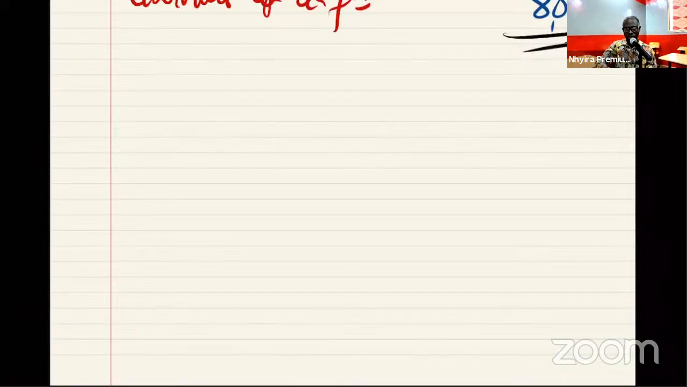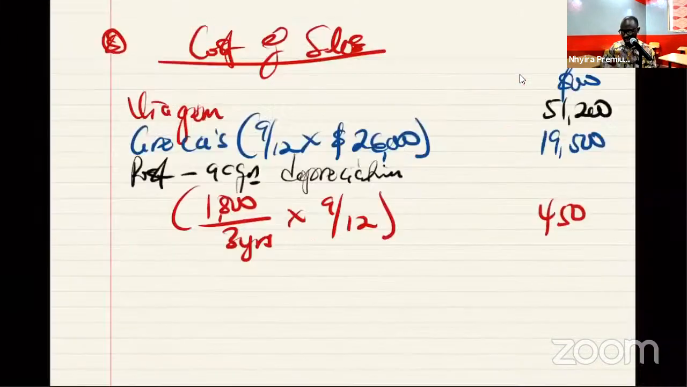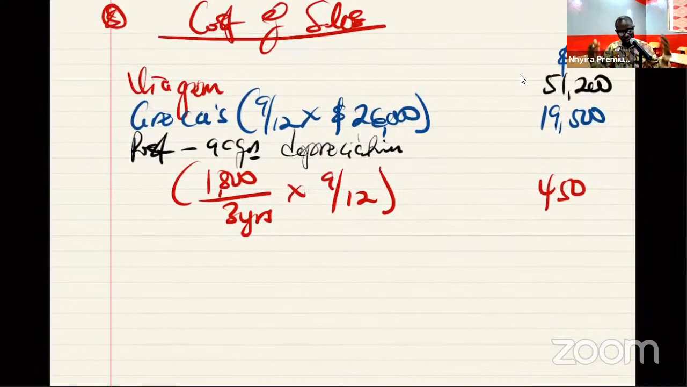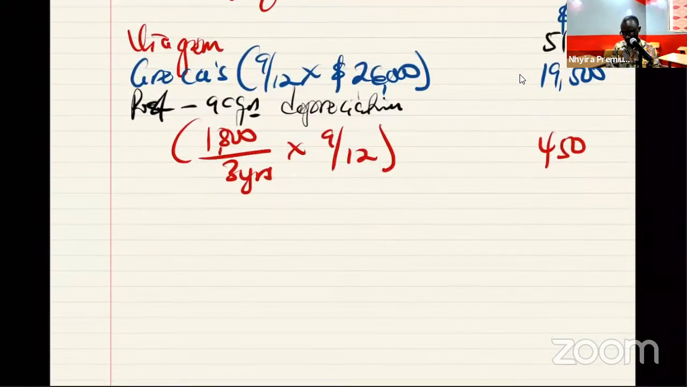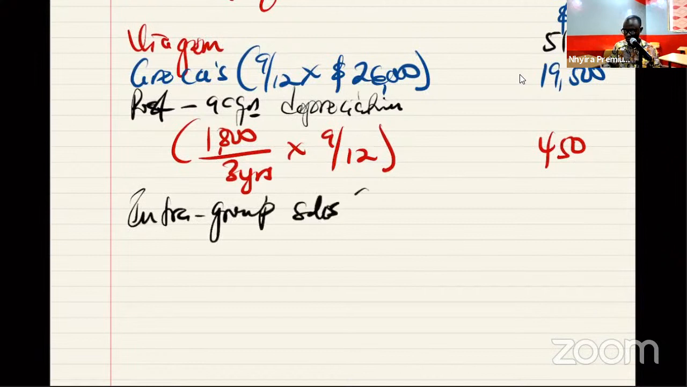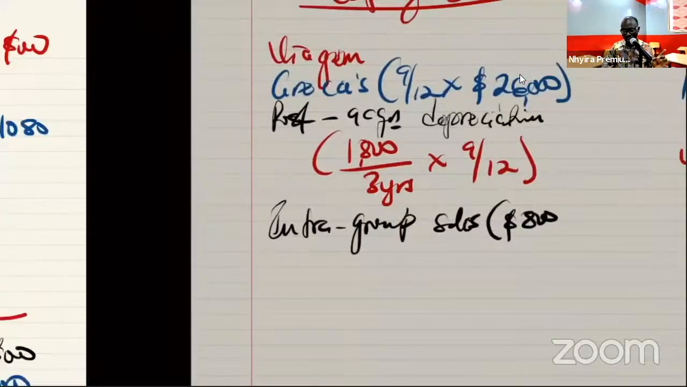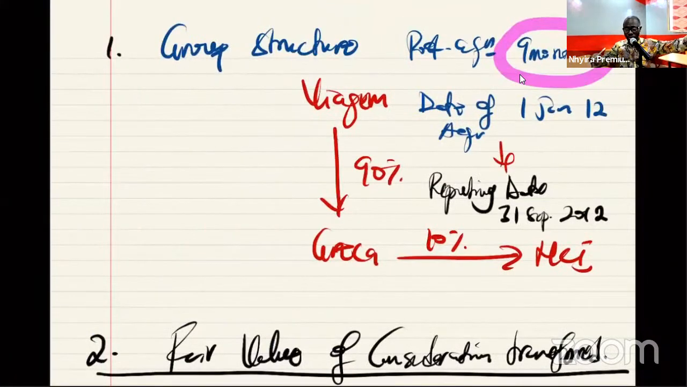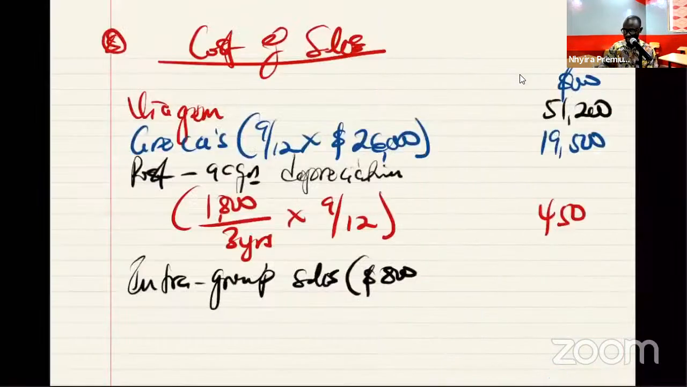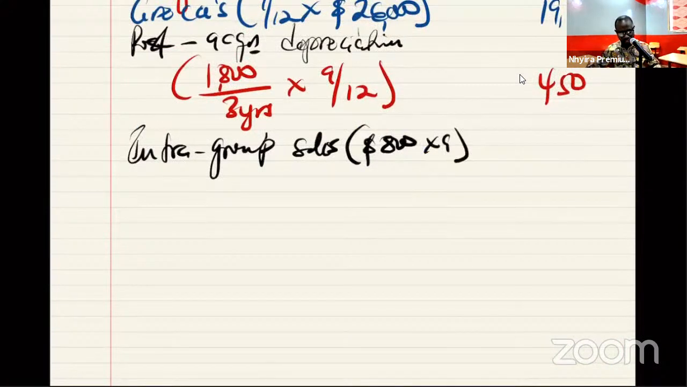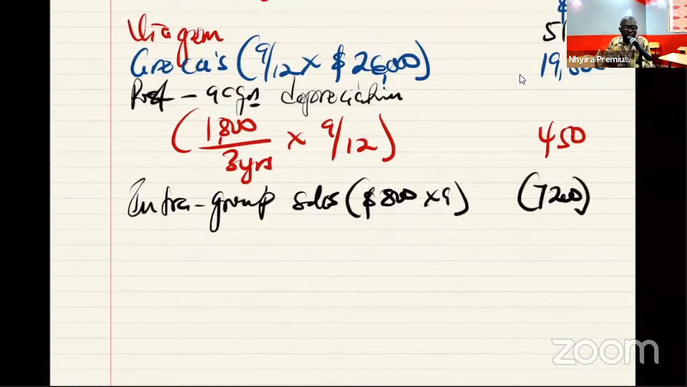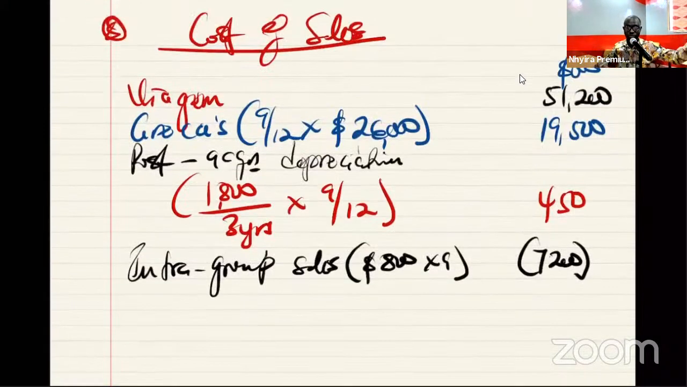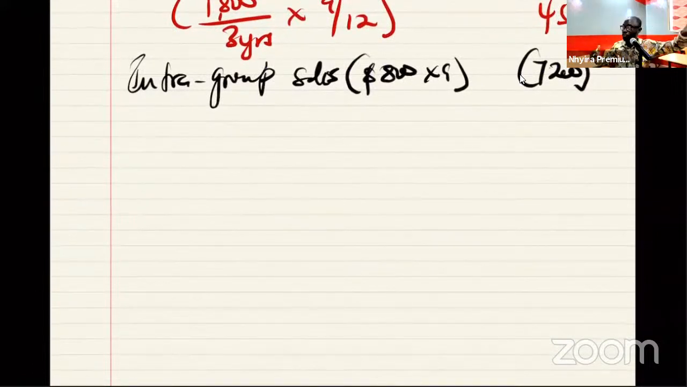Let me bring in my cost of sales from the working slide. Okay, it's here. So I'm going to be bringing in the total intragroup sales for the period under consideration. Intragroup sales, we are told it is 800 per month. Now, what is the post-acquisition period? From 1st January 2012 to 30th September, that's 9 months. So I will do 800 times 9, and it's going to give us an amount of 7,200. It should be deducted. Now, this same 7,200 has to be deducted from where? Revenue.